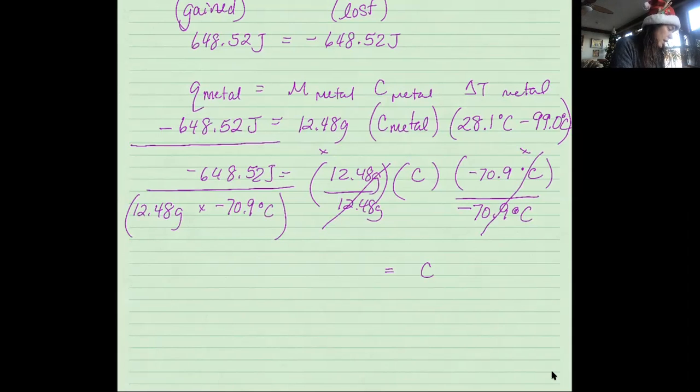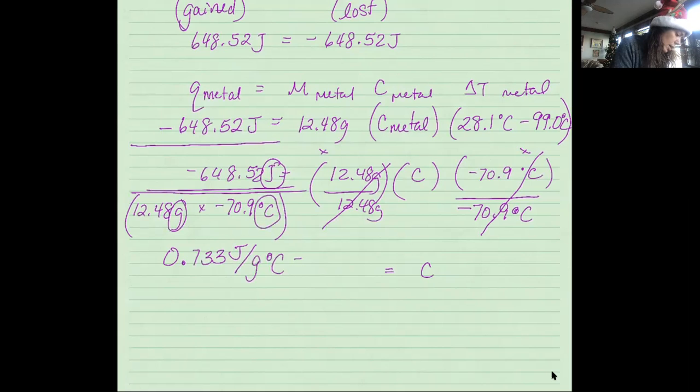In my calculator, I'm going to put the negative 648.52, and I'm going to divide it by parentheses 12.48 times negative 70.9, close parentheses, equals, and I get 0.733. That is joules per gram degrees Celsius. That is the specific heat of the metal.